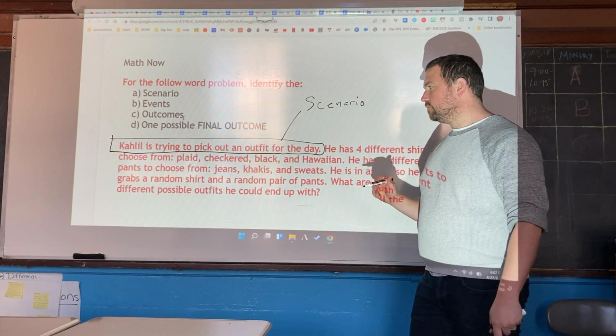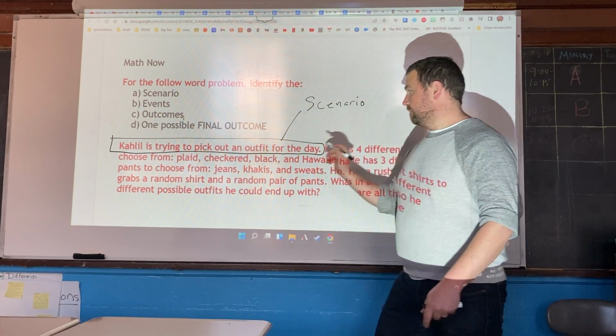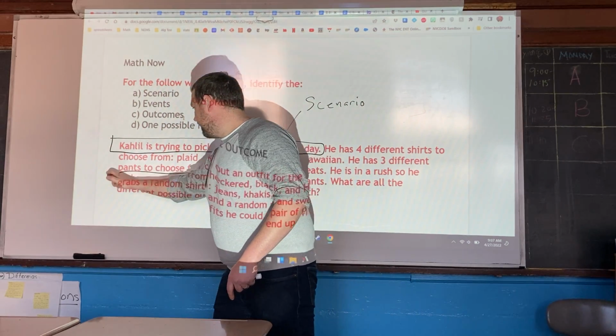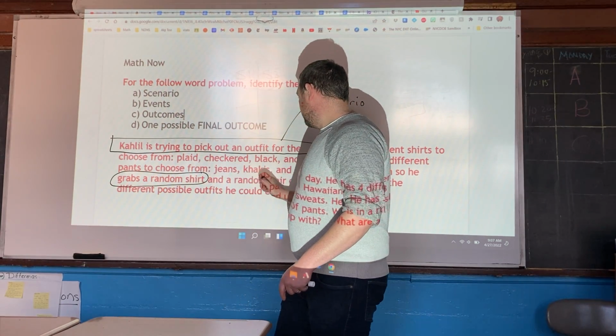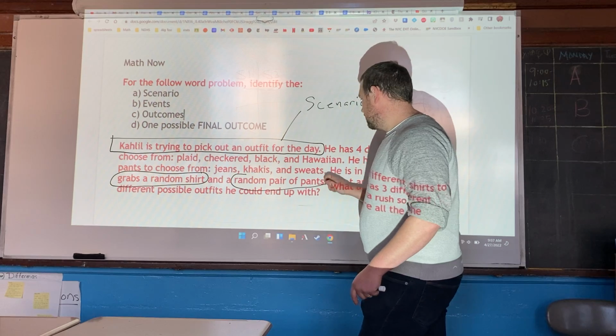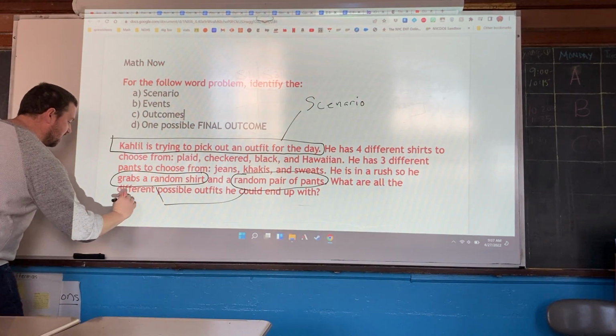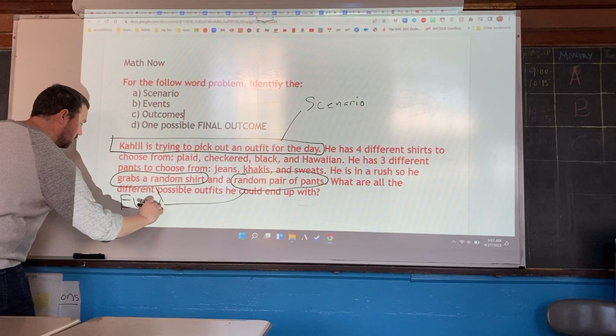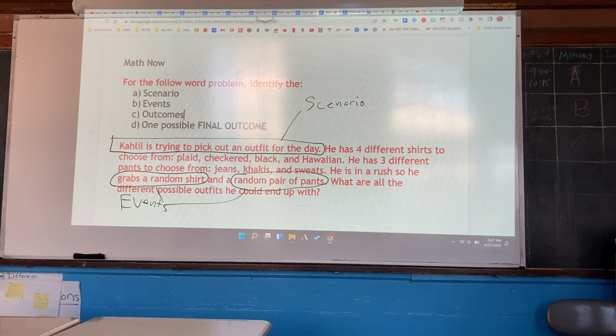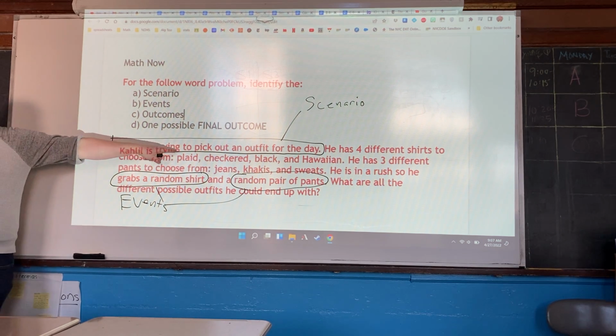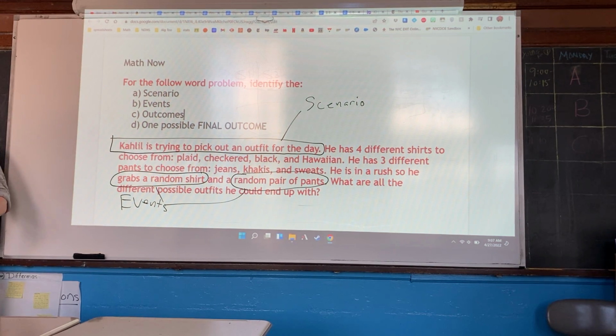Julie? So he grabs a random shirt and a random pair of pants. These two things right here are the events. They are an action. Grabbing a shirt is an action. Now I get that picking out an outfit feels like an action, but there's no outcomes for that. It's not like we have a list of different outfits, right?